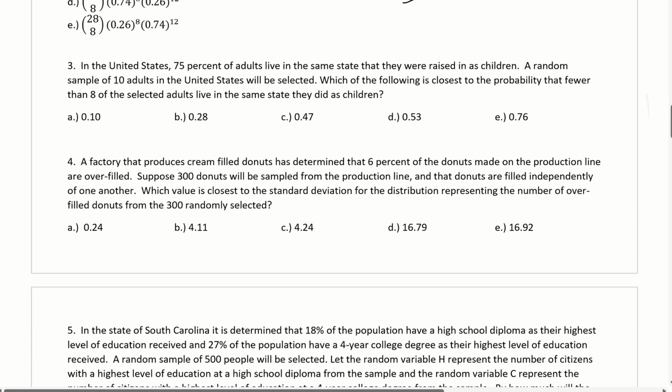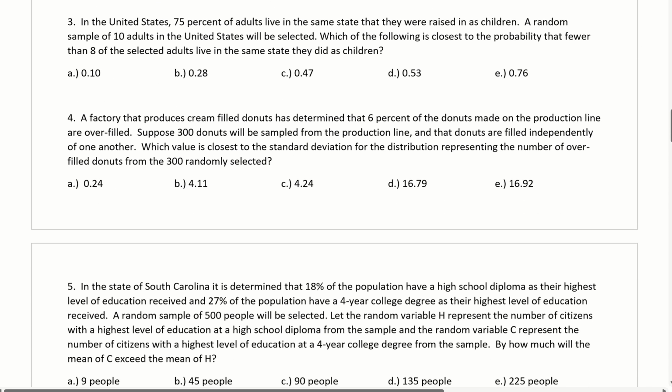All right, so number 3. In the United States, 75% of adults live in the same state that they were raised in as children. A random sample of 10 adults in the United States will be selected. Which of the following is closest to the probability that fewer than 8 of the selected adults live in the same state as they did as children? So this is a binomial distribution. It says 75% live in the same state, so p is 0.75.